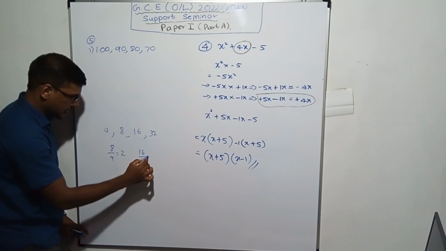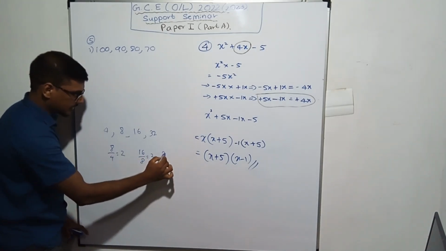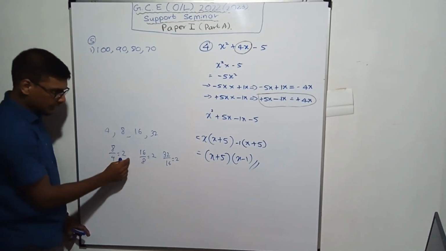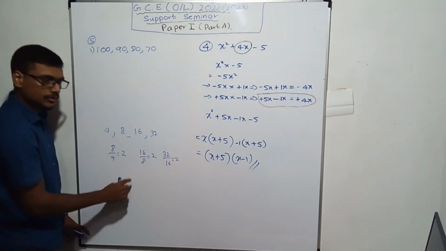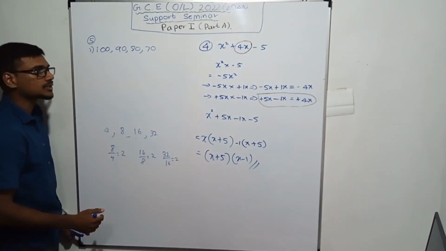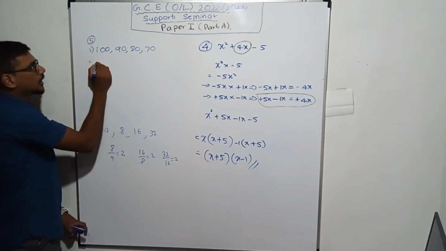16 divided by 8, the answer is 2. 32 divided by 16, the answer is 2. Like this, if you can take a common ratio, this 2 is common when you are dividing, then this will be a geometric progression. So we'll check here.